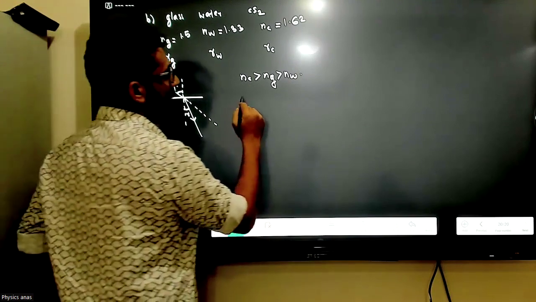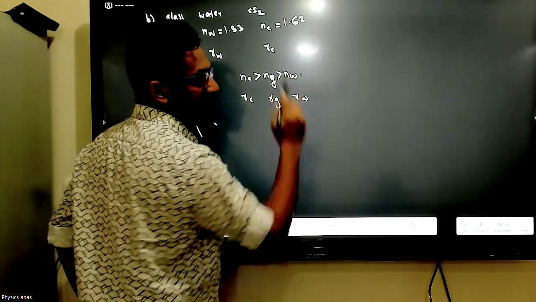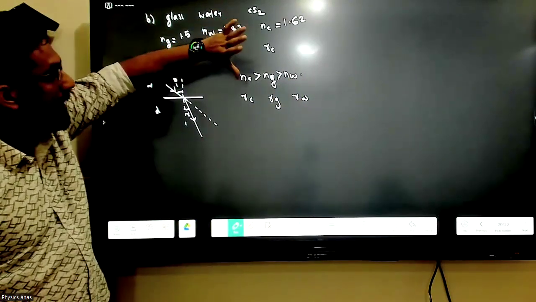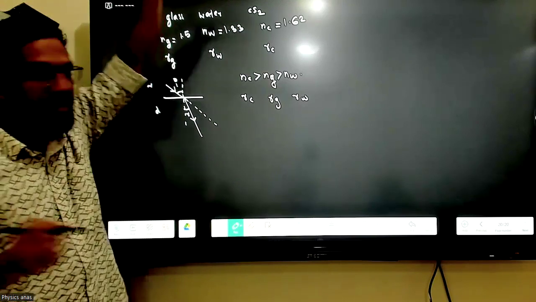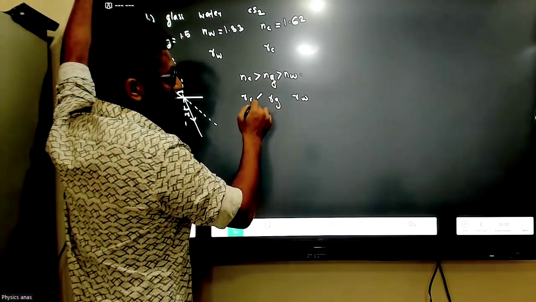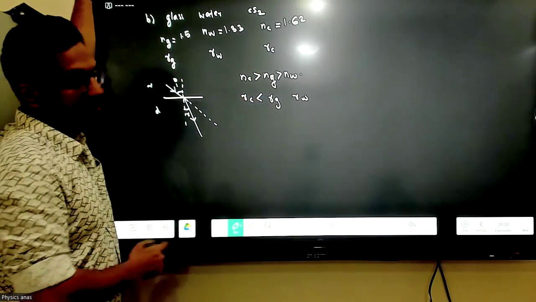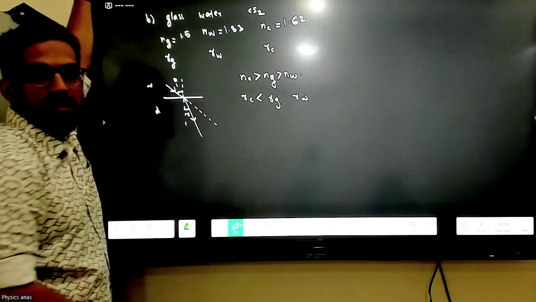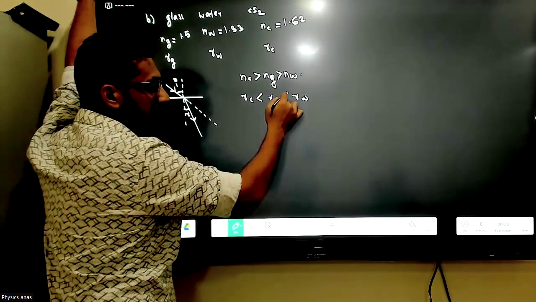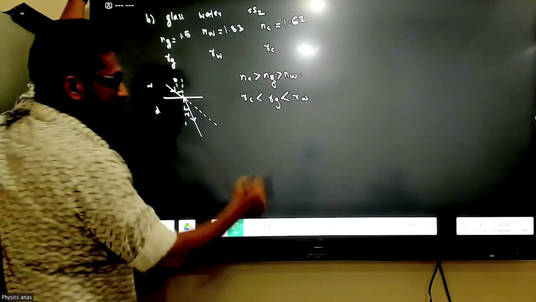So I will write Rc here, Rg here, Rw here. Nc has the greater density, so Rc will be the least. Ng is greater than Nw, which means the angle of refraction in glass will be lesser than the angle of refraction in water. So this will be our answer.